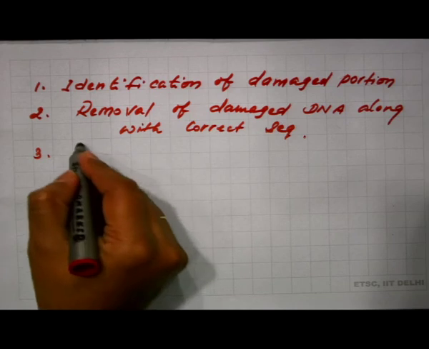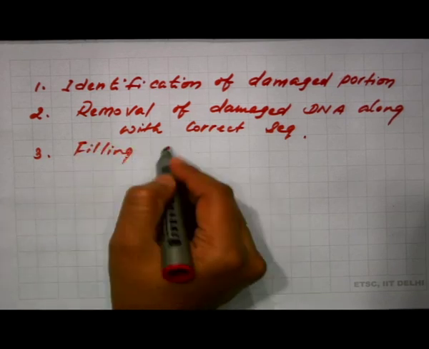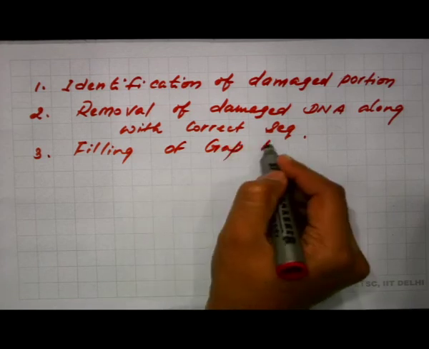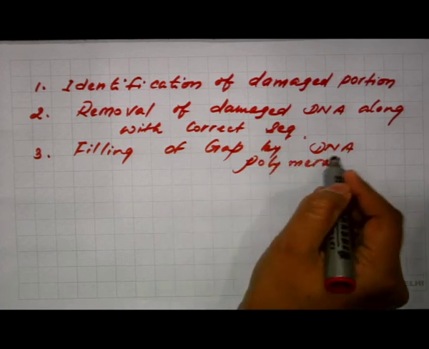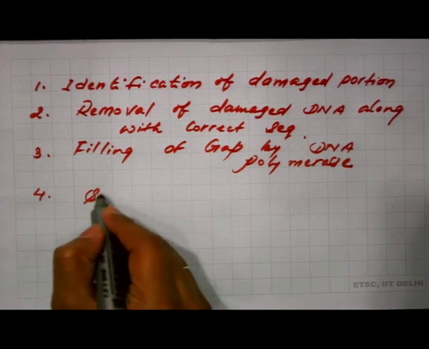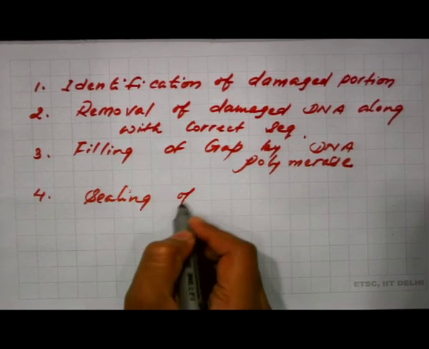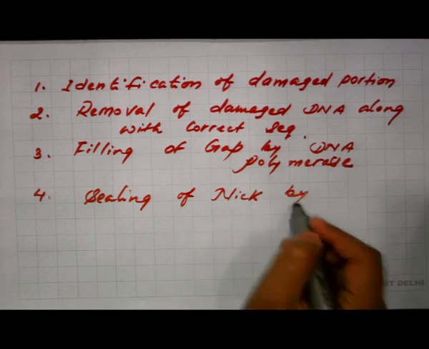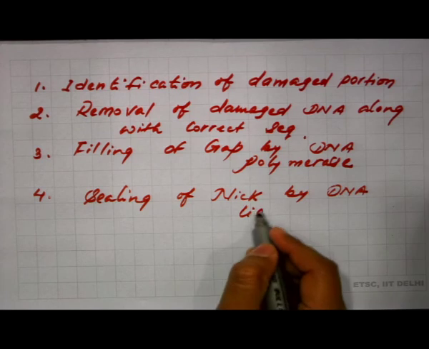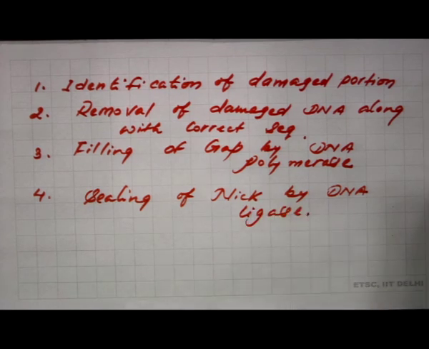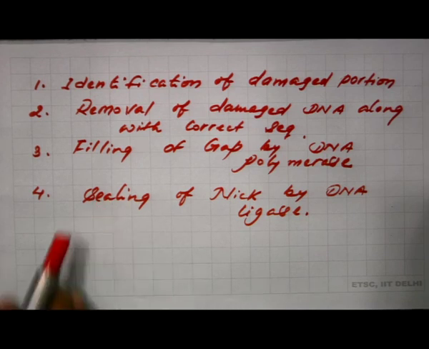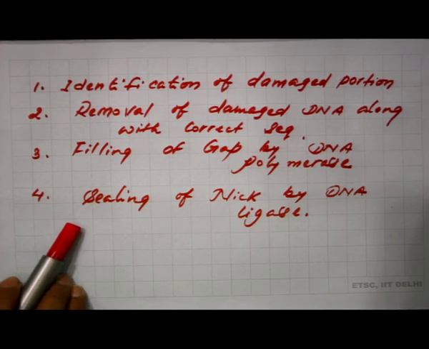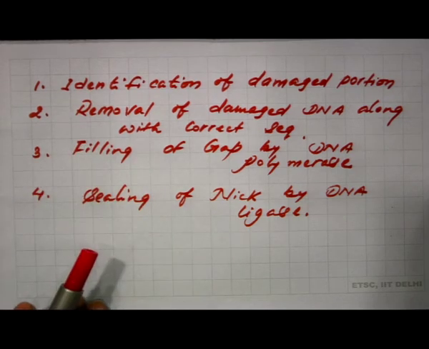Third step is filling of gap by DNA polymerase, and fourth step is sealing of nick by DNA ligase enzyme. So, these are four common steps for excision repair, whether it is base excision repair or nucleotide excision repair or methyl directed mismatch repair. In all these excision repair systems, these are the common steps.